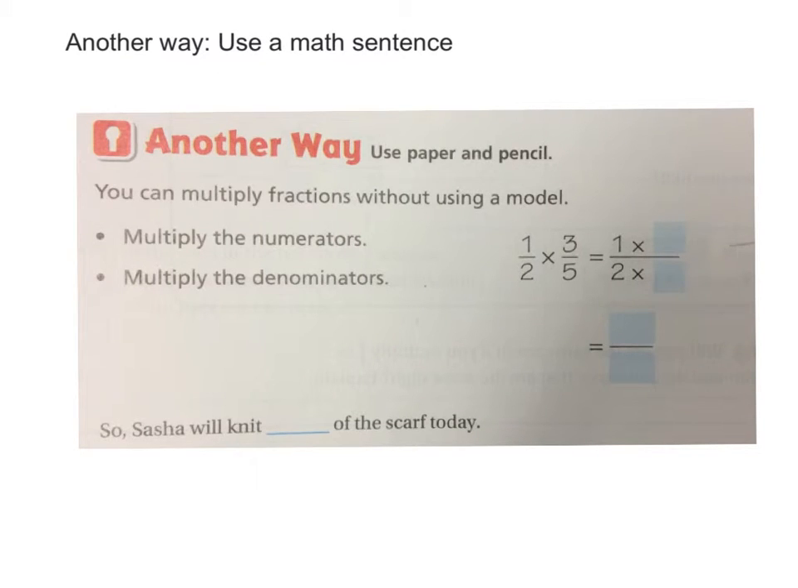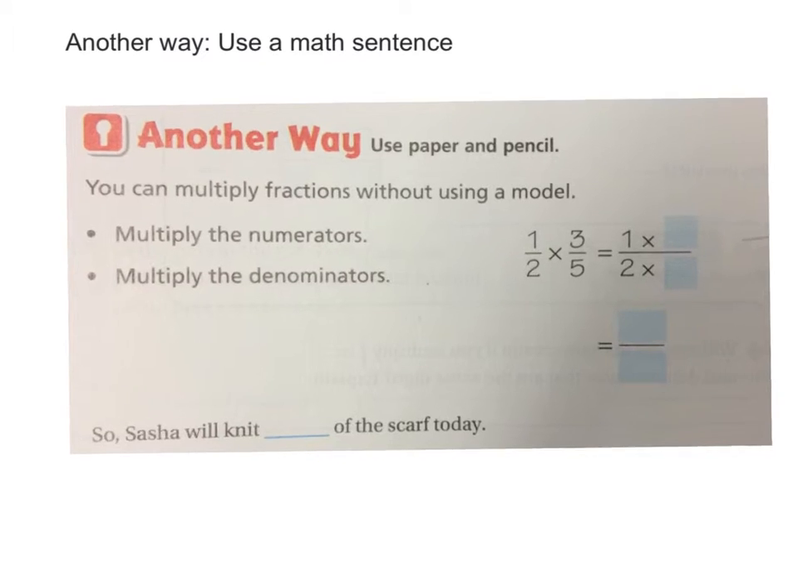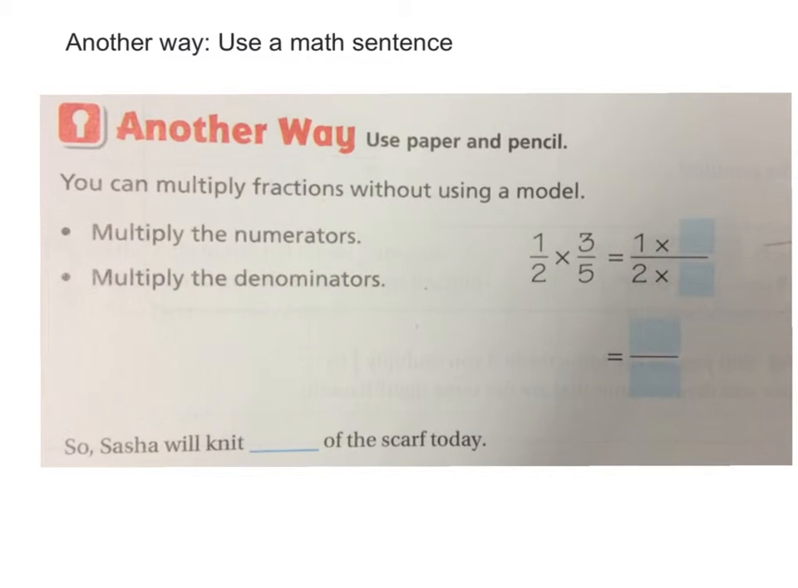Another way to do fraction multiplication is just to use a math sentence. So we can multiply fractions without using a model. The first thing you need to do is write out the equation, 1/2 times 3/5. Okay? Then you multiply the numerators. What are the numerators in this case? 1 and 3. So I have to multiply 1 times 3, which equals 3. And then I multiply the denominators next, which are 2 and 5.